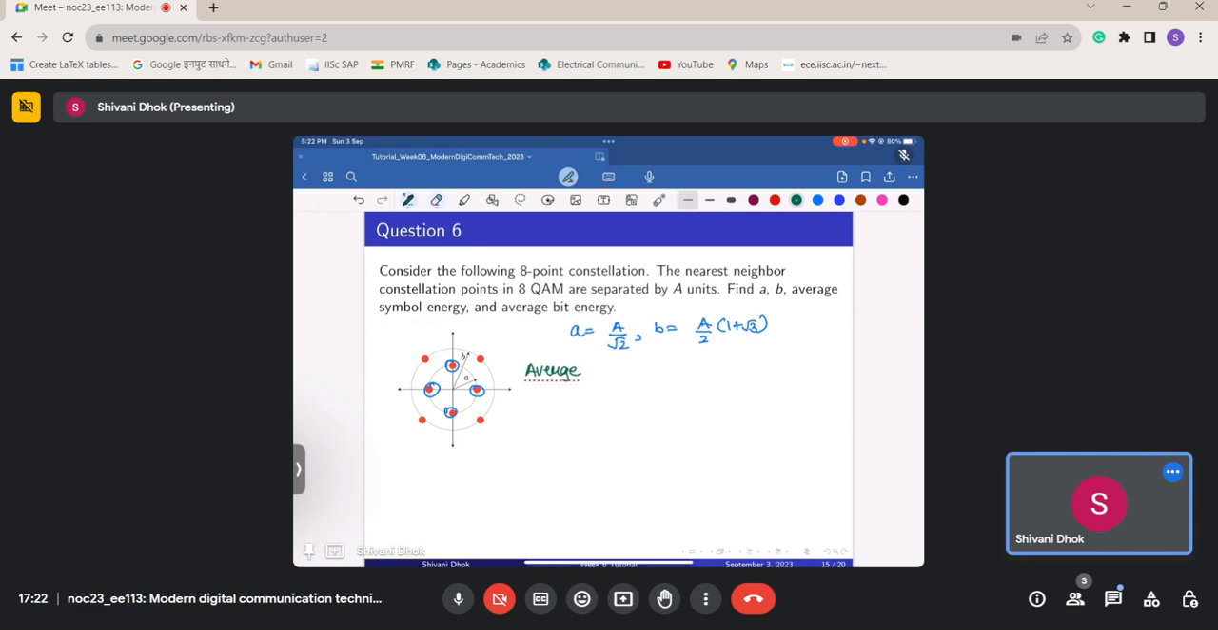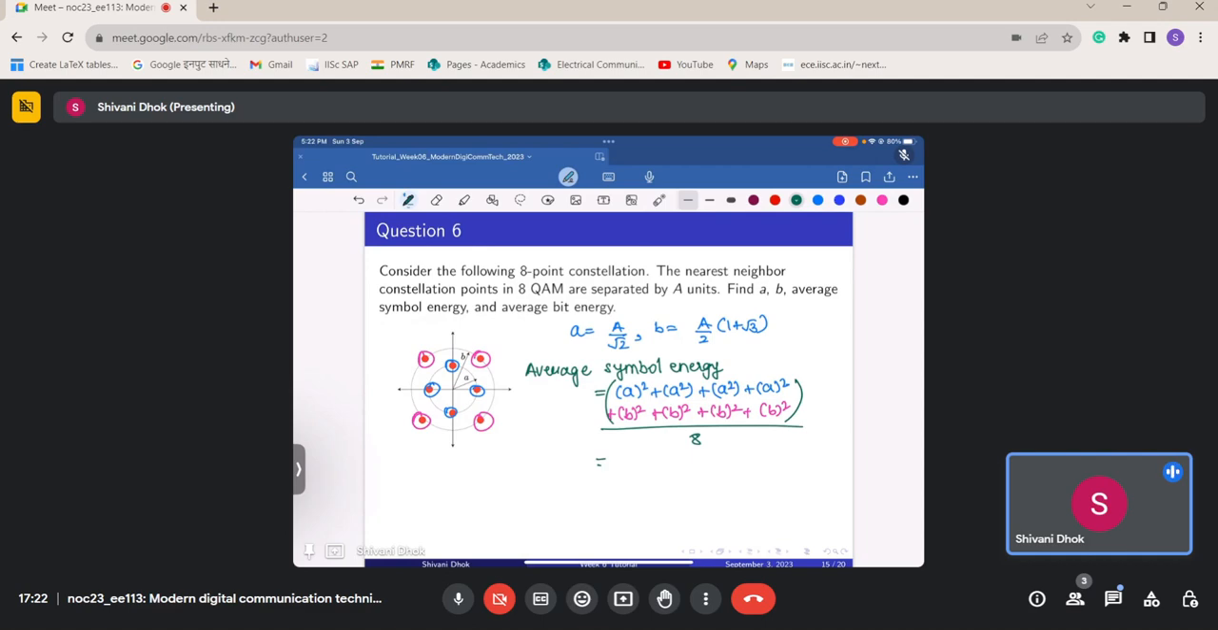Average symbol energy is equal to A square plus A square plus A square plus A square, and the average symbol energy for these 4 will be B square, plus B square, B square, B square, plus B square, and this whole thing is to be divided by 8.